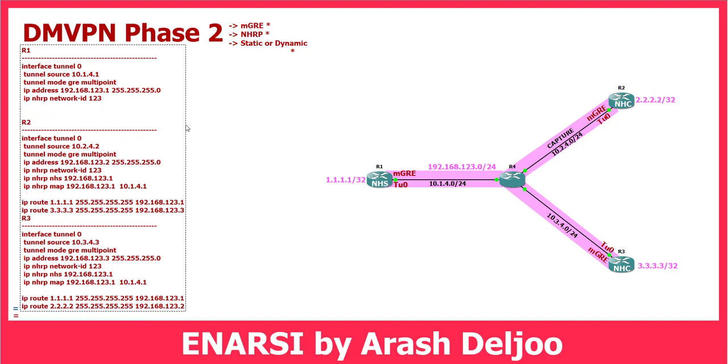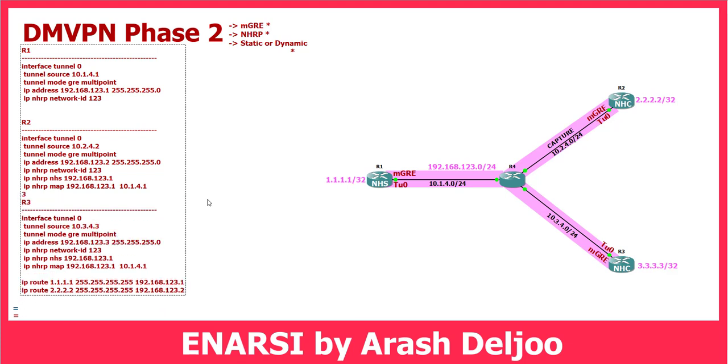You know that in RIP, when we are using RIP in, for example, DMVPN phase 1, we have disabled the split horizon rule, okay? But here, let me explain it.